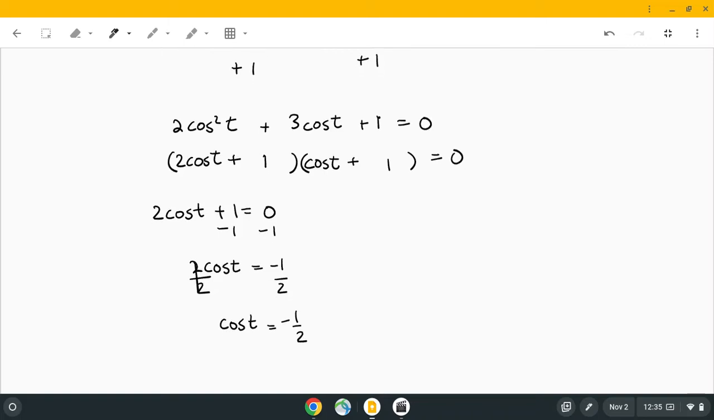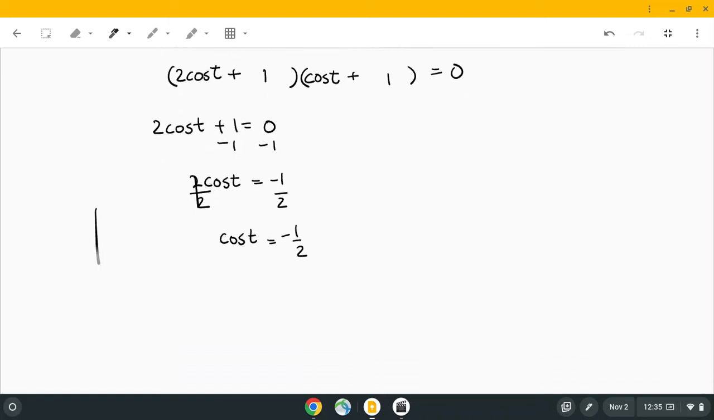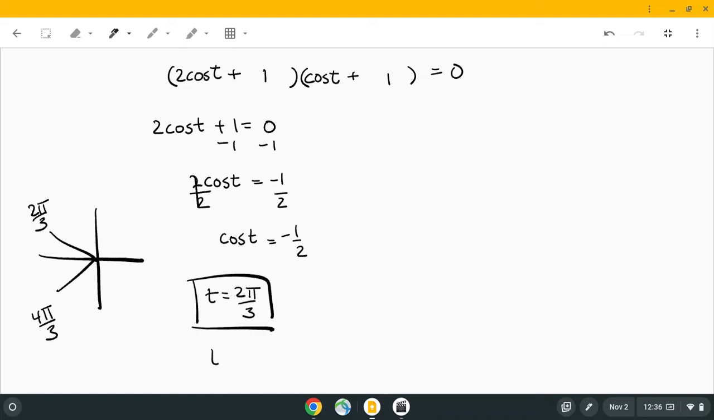And cosine is negative over here and over here. And we just did this. And so this is going to be at 2 pi over 3, and this is going to be at 4 pi over 3. Okay, so t equals 2 pi over 3. That's one answer. And the other one is 4 pi over 3.